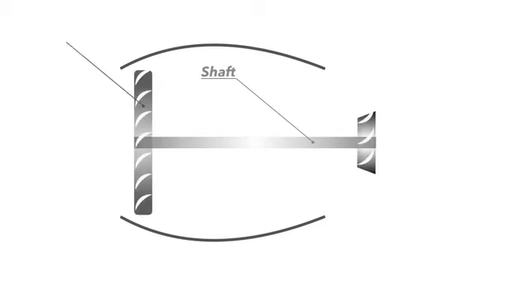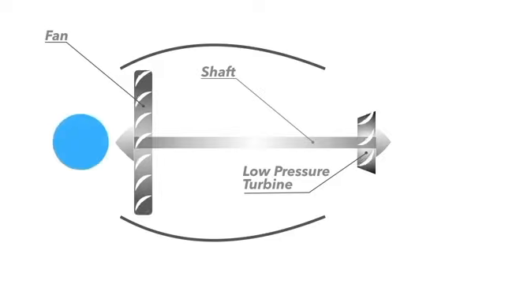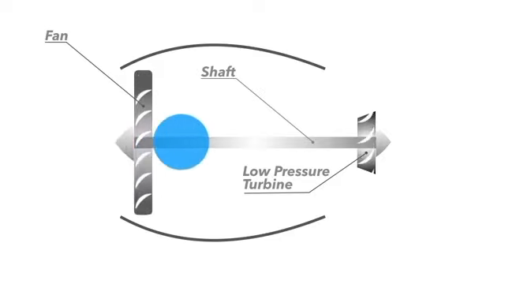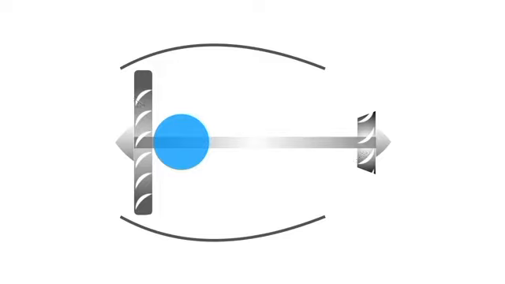The jet engine consists of a rotating shaft. The shaft has a fan and a low-pressure turbine attached at either end of it. As the fan spins, it sucks air into the engine. You may wonder what makes the fan spin. We'll get to it shortly.